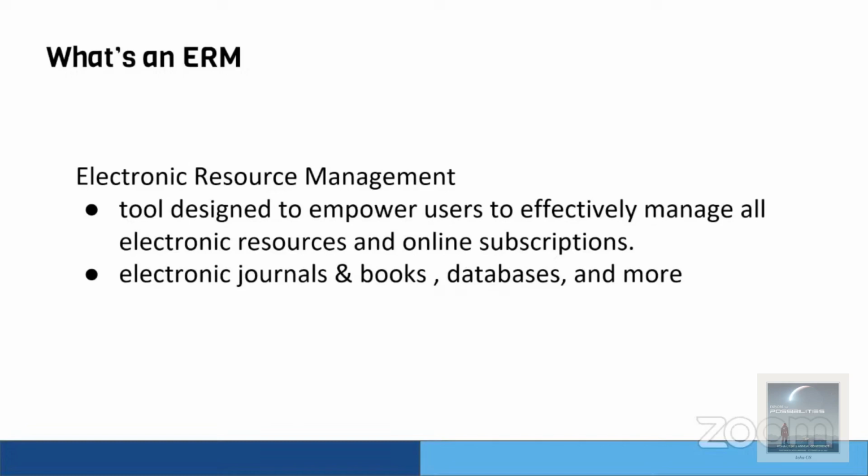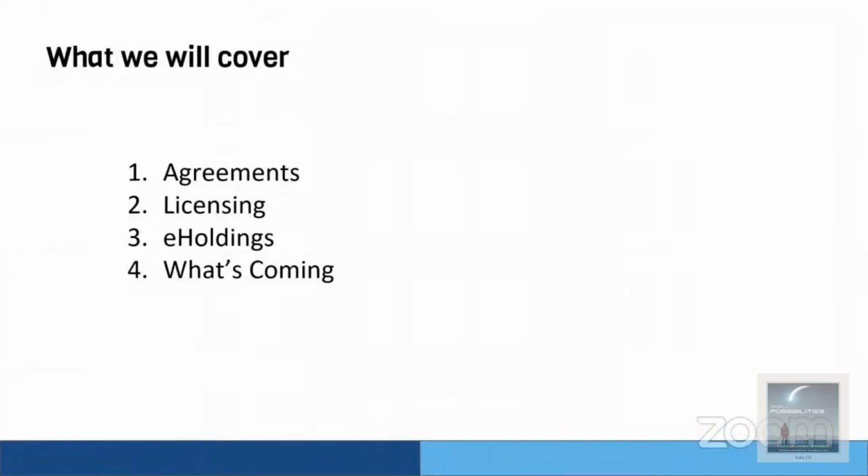Now, what we're showing you today essentially doesn't talk to a lot of other pieces in Koha yet. So in order to get it into Koha quickly, it's basically a standalone. We're creating agreements, licenses, and e-holdings. We're also going to show you what's coming and the plans for ERM to talk to patrons and reports and really be a powerful feature. So again, what we're going to cover: agreements, licensing, e-holdings, and then of course what's coming in the community.